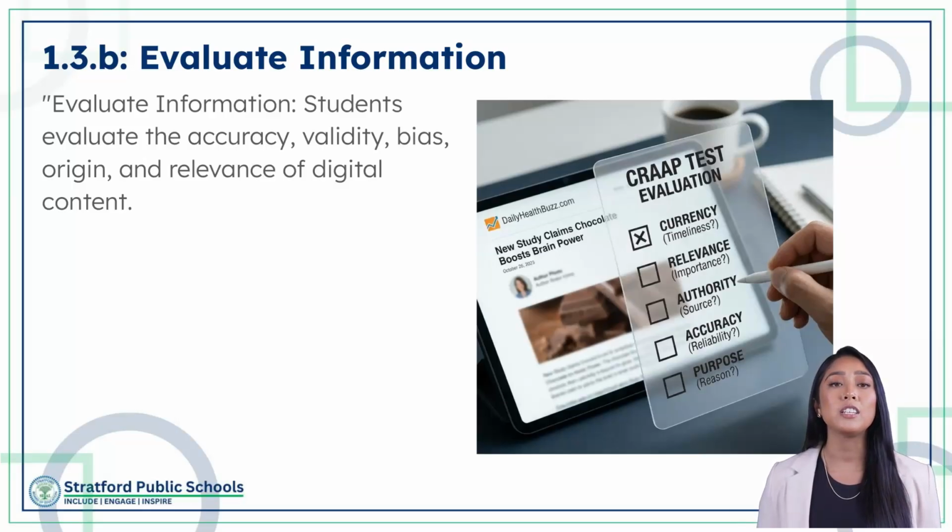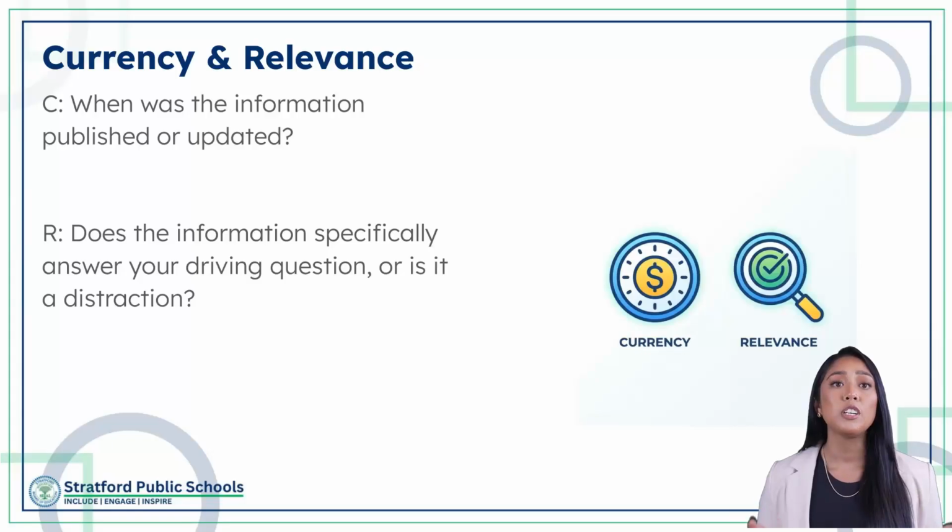We use the CRAAP Test, a time-tested rubric for source evaluation, which stands for currency, relevance, authority, accuracy, and purpose. The C in CRAAP stands for currency. When was the information published or updated? If you're researching solar technology, data from 1995 is likely useless.